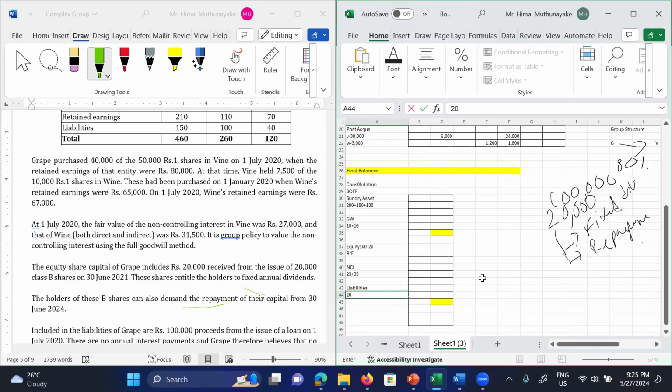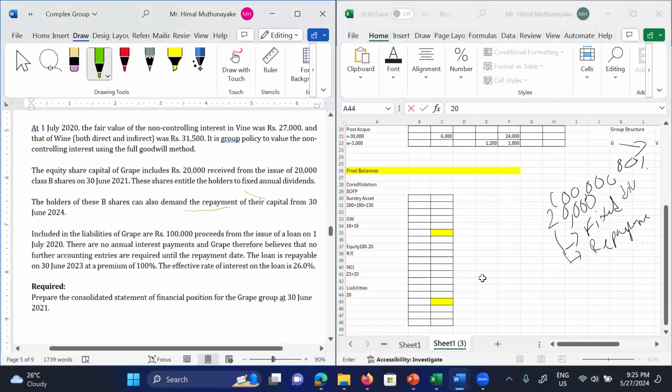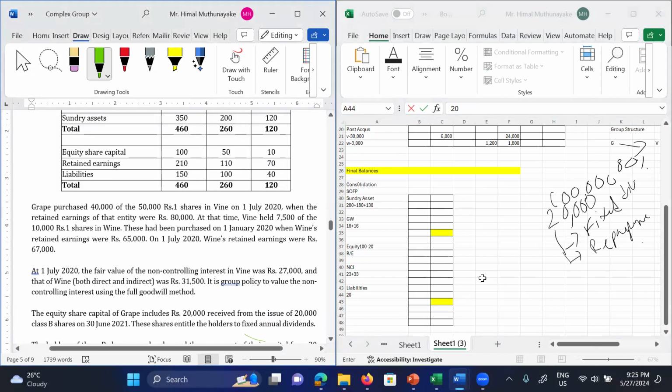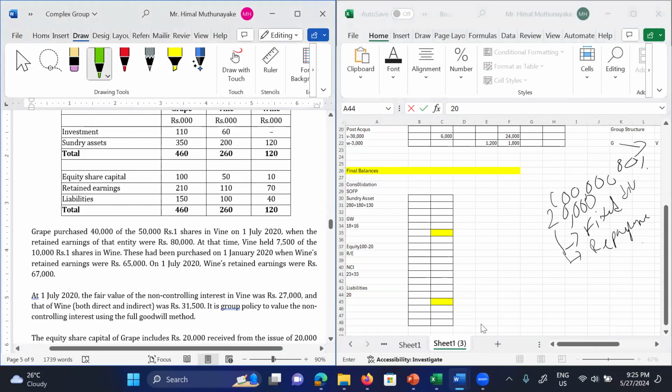Right? So that is the adjustment. Then next, included in the liabilities of Grape are rupees 100,000 proceeds from the issue of a loan, right? Grape's liability is 150,000, right?